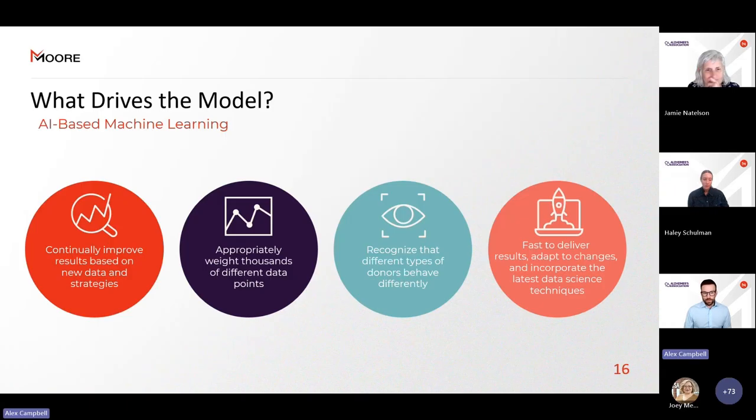These models will recognize that different types of donors behave differently. And this is key. The function of offer assignment isn't who will and won't respond. It's what will a donor respond to. So we want to really establish differentiation. And they're fast to deliver results, adapt to changes, and incorporate latest data science and technology techniques.